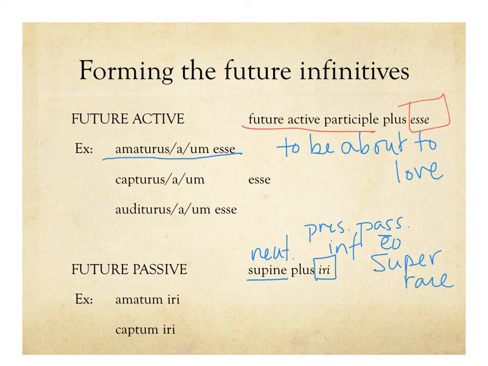Okay, so don't even try to translate this literally. It will be completely weird. So instead, for this, we would have amatum iri, this is our supine in the accusative. Or we would have something like captum iri, again, the supine in the accusative. And this would be to be about to be loved. Okay, you can see already it's going to be rare that this would be something that one would want to say. But it's there if we need it.